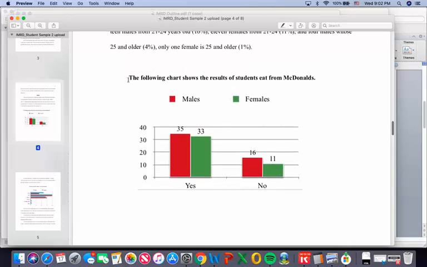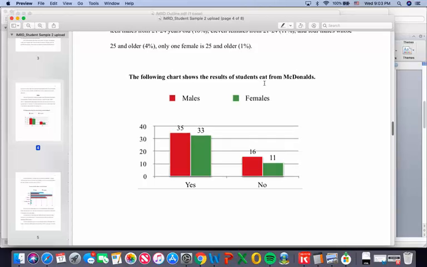So I think, right here, if I'm looking at this first chart, it says the following chart shows the results of students eating from McDonald's. So that would actually be a fine introduction sentence, and treating it as the title is a little bit strange because that's kind of long for a title. So what they could do is find some shortened title like, students eating at McDonald's, something just shorter than this whole sentence, and then make what looks to be a title into their introduction sentence.